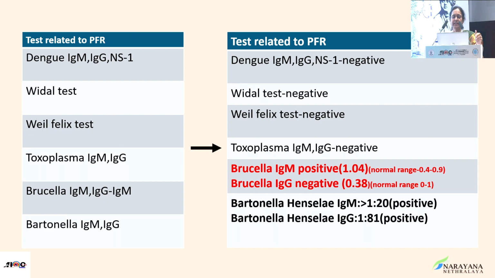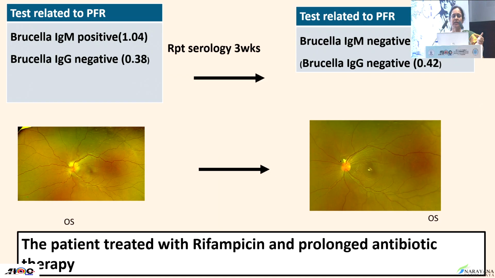We made the diagnosis of post-fever retinitis. When we ordered the test, Brucella came positive, so we started the patient on doxycycline and steroids. However, there was persistence of the lesions. By then, we also had the history of exposure to a cat. Here, Bartonella also came positive. So we were wondering what it was. But when we repeated the test, the Brucella had disappeared.